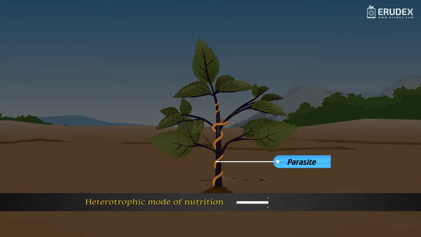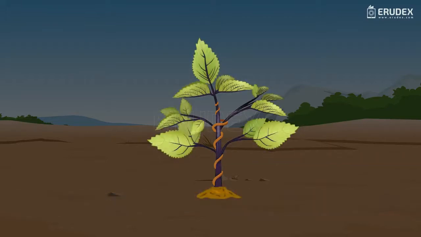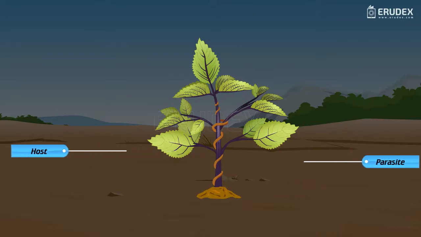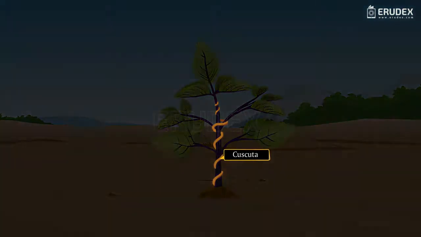Parasitism is an example for heterotrophic mode of nutrition. In this relationship, the plant which supplies nutrition is called as host, and the plant which obtains nutrition from the other is called as parasite. Example: cuscuta.